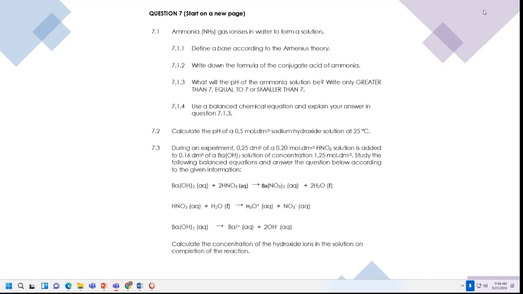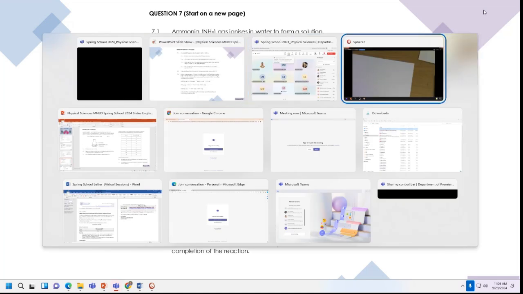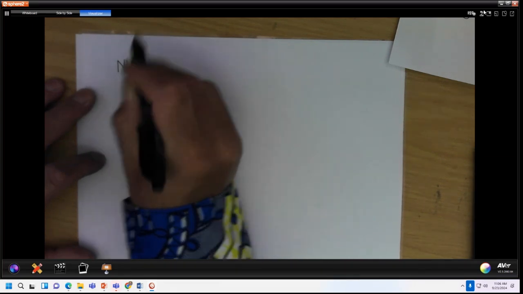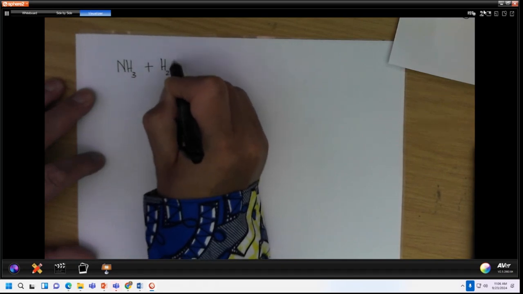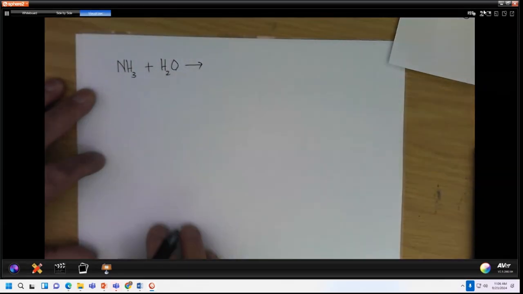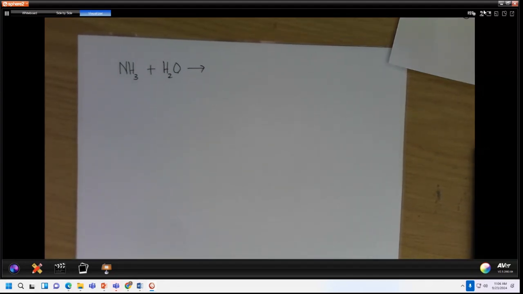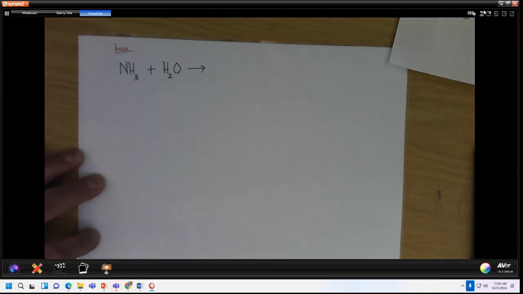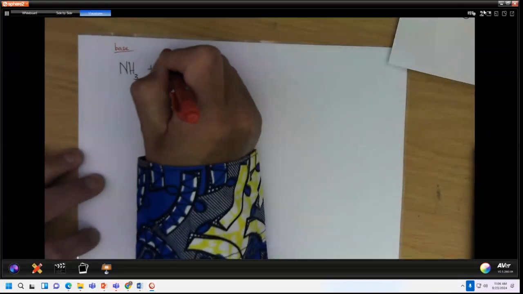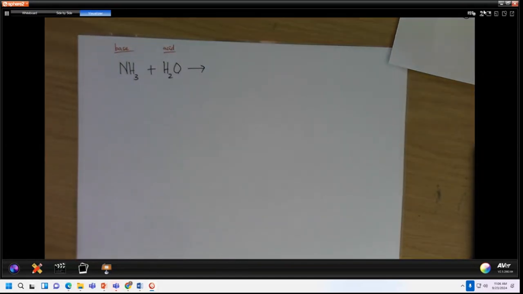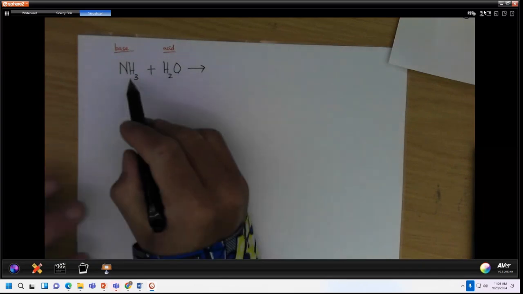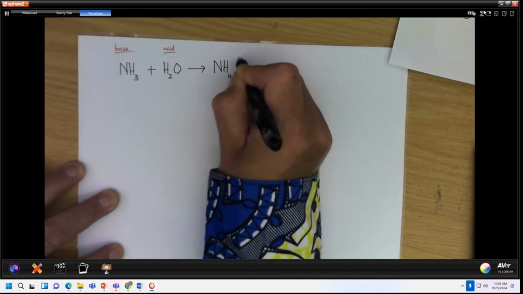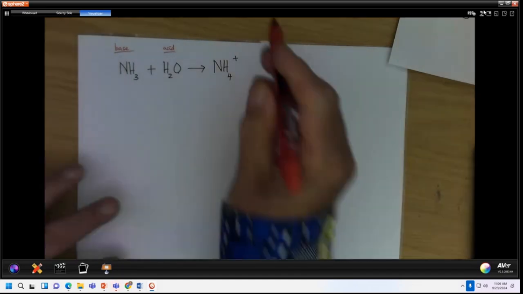Now, let me go to my visualizer. Here we are. We are told that ammonia, NH3, is in water. Now, what is the conjugate acid? First and foremost, we know that this is a base. Water is an ampholyte, but in this case, it's serving as an acid. When this ammonia accepts a hydrogen, it becomes this. This, grade 12s, is the answer.